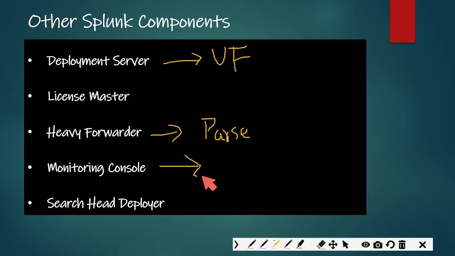The monitoring console is just for admins, just remember. For example, you can perform health checks for your universal forwarders, heavy forwarders, indexers, or search heads. You can look at operational metrics with respect to your indexers and search heads. So it is used by Splunk administrators.